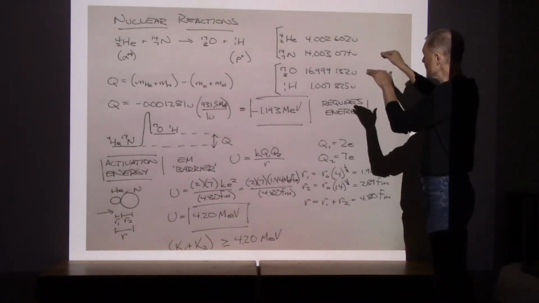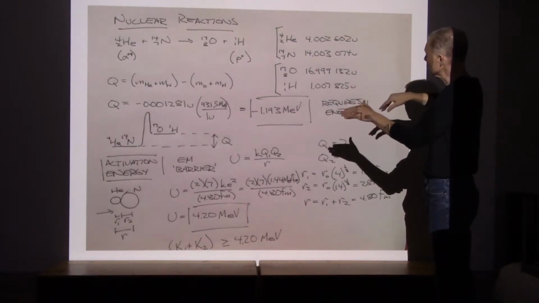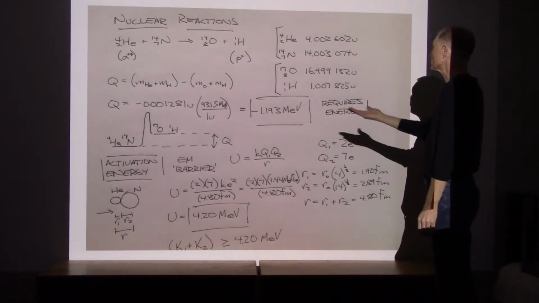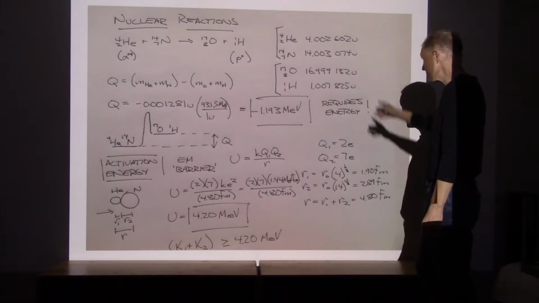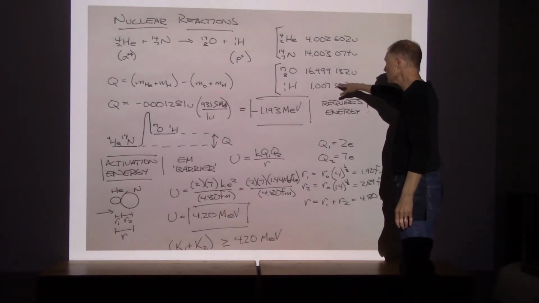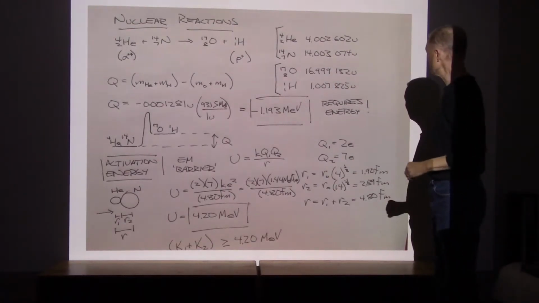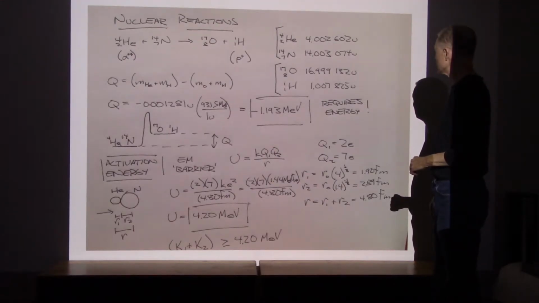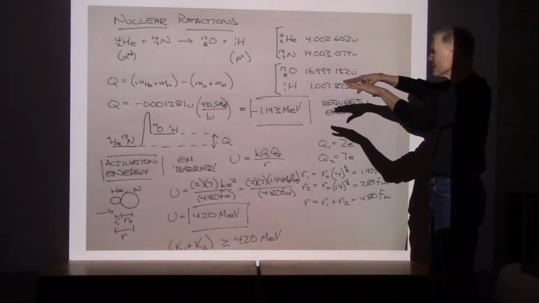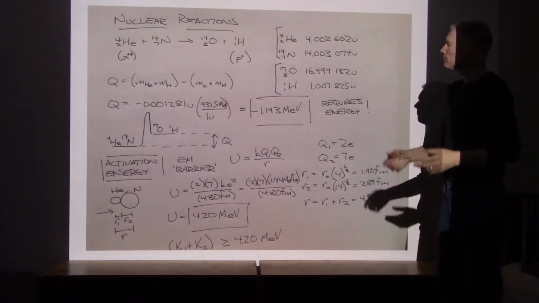There are the masses of the helium-4, the nitrogen-14, the oxygen-17, and the proton, or the hydrogen-1. And that is hydrogen-1. It's not a proton mass. That includes the electrons again, so all the electron balancing is correct. Everything here is a neutral species, so we're charge balanced.